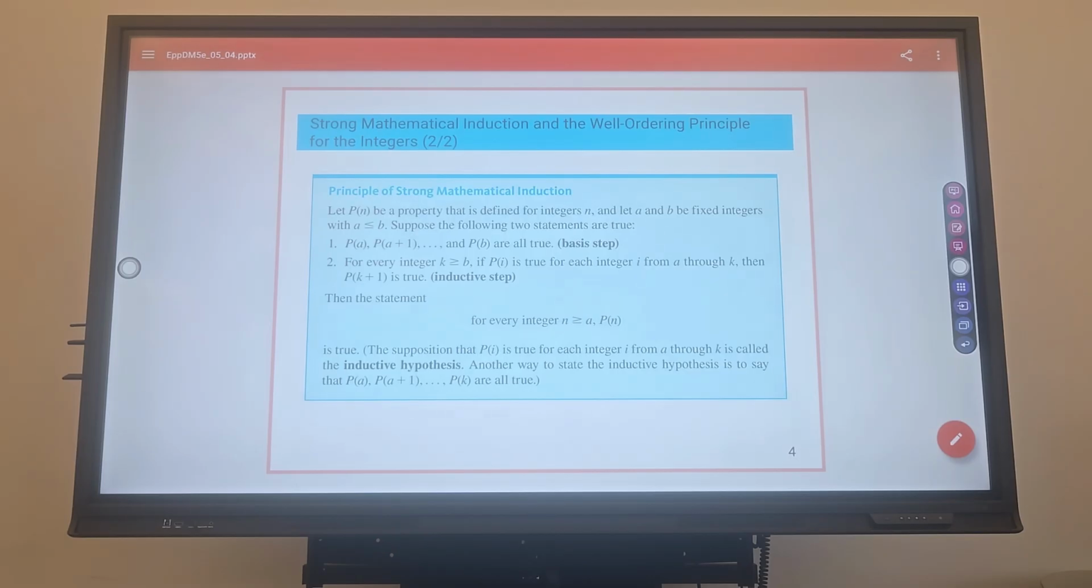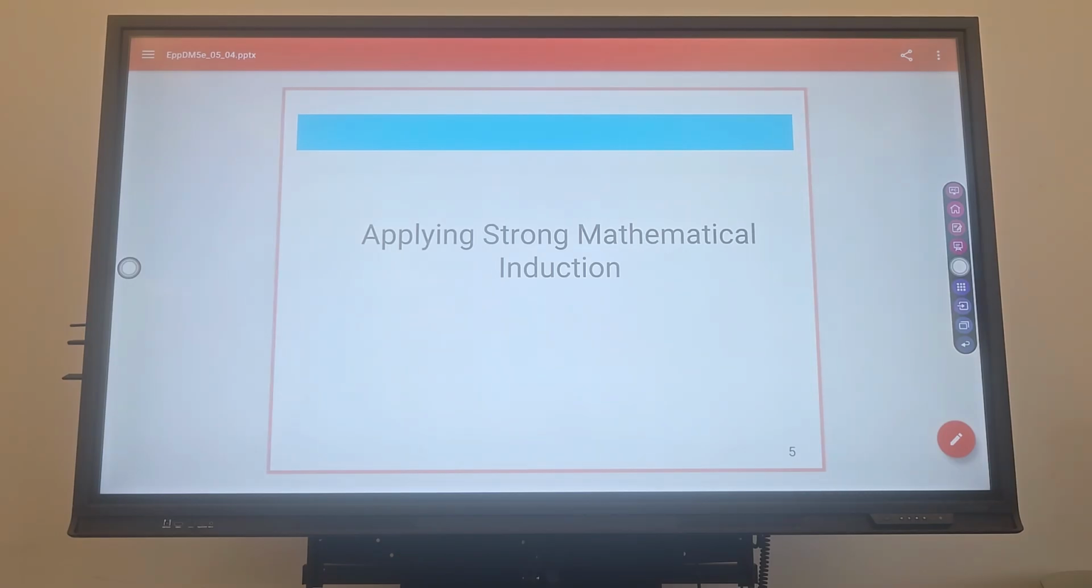The supposition that P of i is true for each integer i from a through k is called the inductive hypothesis. You can state it by saying that P of a plus 1 through P of k are all true. Applying strong mathematical induction.